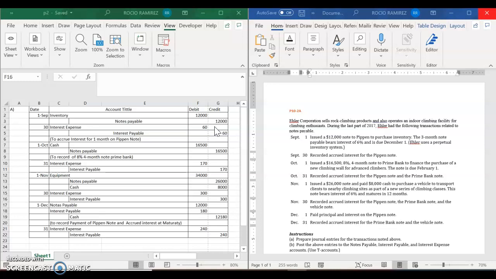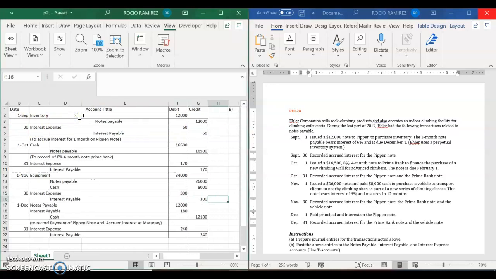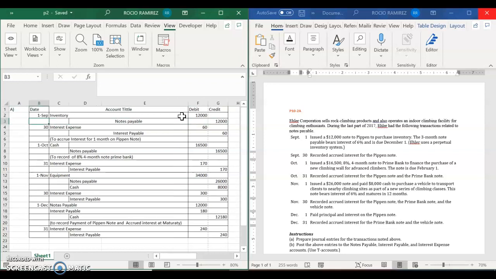So in this case, since Eller purchased inventory, we are going to debit 12,000 of inventory, and it was with a note payable, so we are going to credit note payable because this is going to increase our liability to 12,000. Okay, this will be our first transaction. We are not going to do anything with the interest in this transaction.